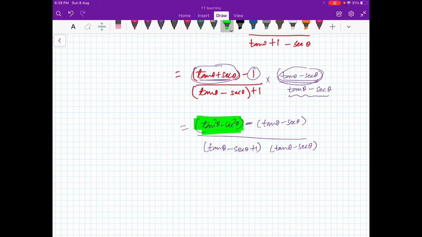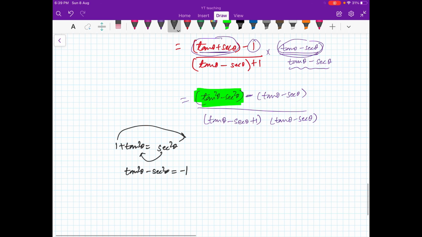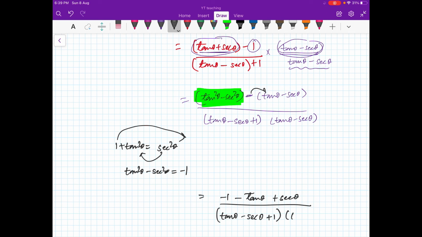Now you see, what is this? Think about it. So you have this identity that 1 plus tan square theta is equal to secant square theta. So from here, if you bring this here and 1 on the other side, you'll get tan square theta minus secant square theta is equal to minus 1, right? So we'll just put that value here. So this is minus 1 minus tan theta plus secant theta, right? In the denominator you have tan theta minus secant theta plus 1 into tan theta minus secant theta, right?